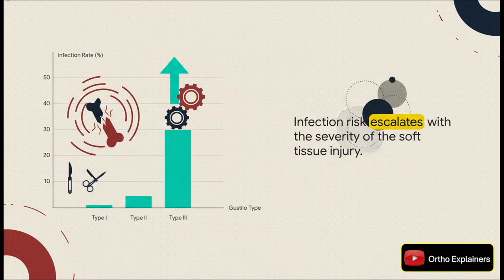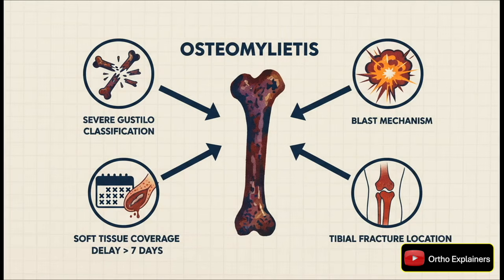As you can see, the likelihood of a fracture-related infection just skyrockets with the severity of that initial soft tissue injury. We're going from less than 1% for a type 1 all the way up to 30% or even more for a severe type 3. So, certain factors should really raise our index of suspicion for that devastating complication of chronic osteomyelitis. These are the red flags: a high-grade Gustilo injury, a blast mechanism, that delay in soft tissue coverage beyond 7 days we just talked about, and, of course, a tibial location thanks to its tenuous blood supply.